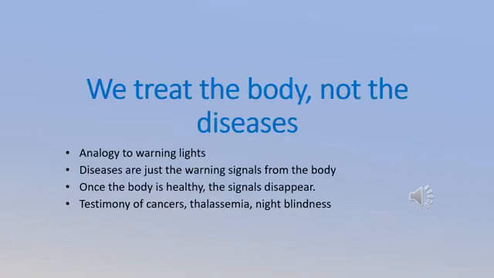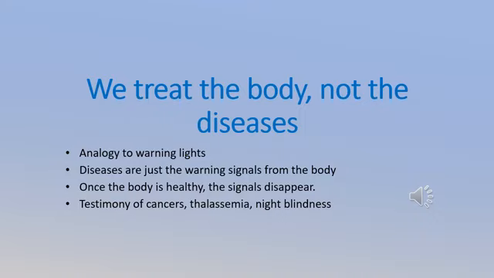Now, the next rule is we treat the body. We do not treat the disease. This is an analogy to the warning lights in your car. When you buy a car, sometimes there is something wrong with it, so there are some warning lights. What are you going to do with the warning light? You need to send the car to the mechanic to repair it so that the warning light disappears.